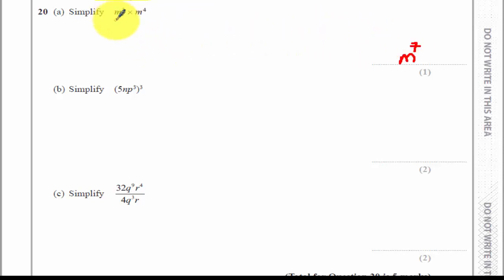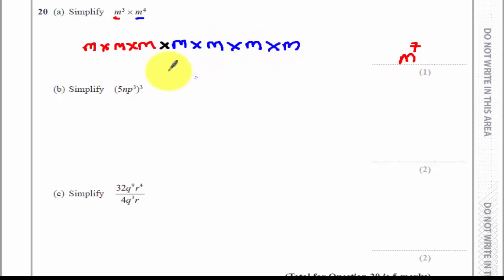To show that, m cubed, if I do it in red, means m times m times m. The times here I'll do in black, and then m to the power 4, if I do it in blue, is m times m times m times m. And if you count them up, we've got 1, 2, 3, 4, 5, 6, 7 m's being multiplied together, so it's m to the power 7.